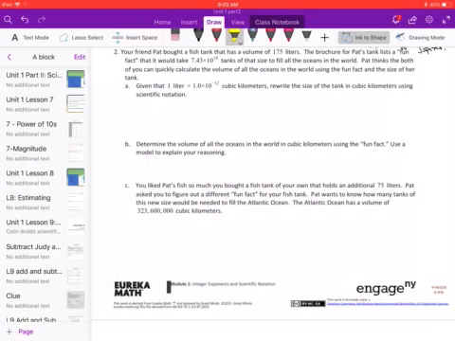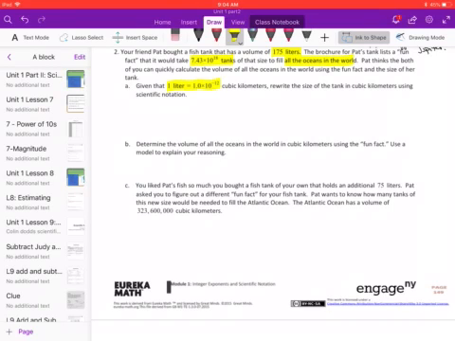So here you have your friend Pat, good guy, girl, who bought a fish tank that has a volume of 175 liters. So I know that. The brochure for Pat's tank lists a fun fact that it would take that many tanks to fill all the oceans in the world. Pat thinks the both of you can quickly calculate the volume of all the oceans in the world using the fun fact and the size of your tank. Alright, so we're going to calculate the oceans of the world.